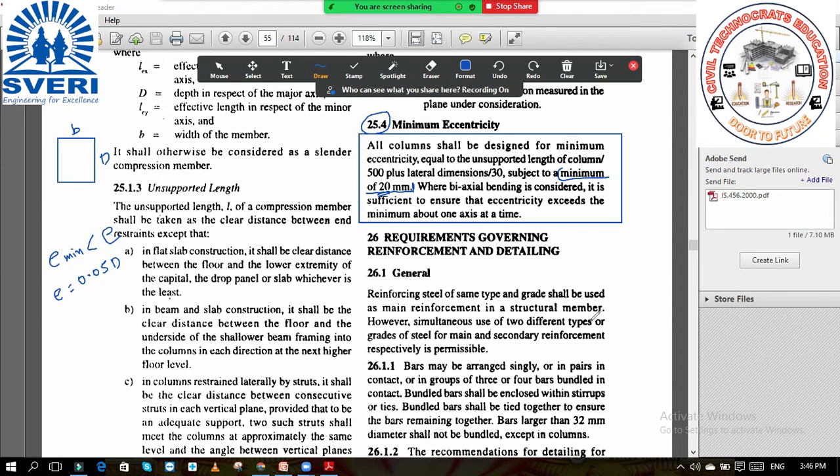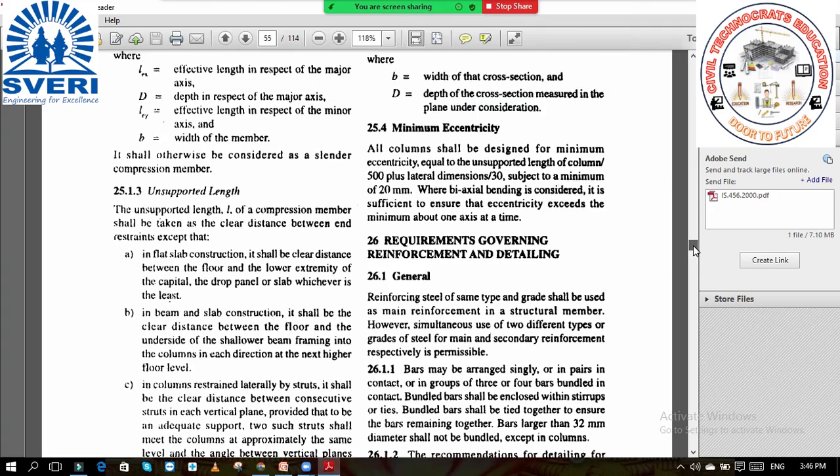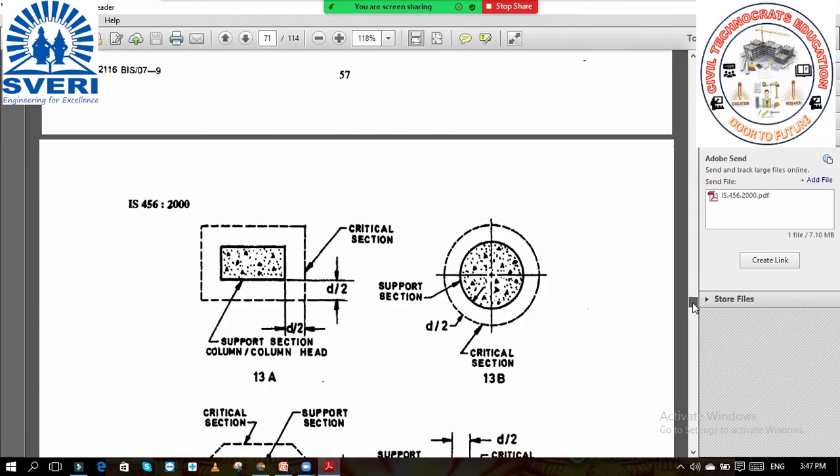So now moving further, this is for minimum eccentricity. In the same way, if you go to clause number 39.3, it specifies the load carrying capacity of the column. Clause number 39.